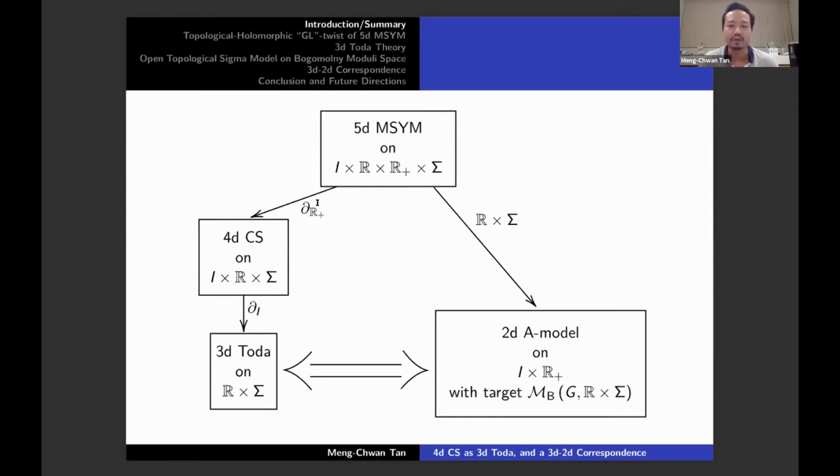On the other hand, as I mentioned, it's holomorphic along these directions, which means it doesn't depend on the Kähler structure of sigma, and therefore we could scale sigma up and down. It's also topological on R, which means together R cross sigma itself, we could rescale in 3 directions down. In the end, when we do that, we actually get a 2D A-model whose worldsheet is a semi-infinite strip like this, with the target space being a Bogomolny moduli space on R cross sigma.